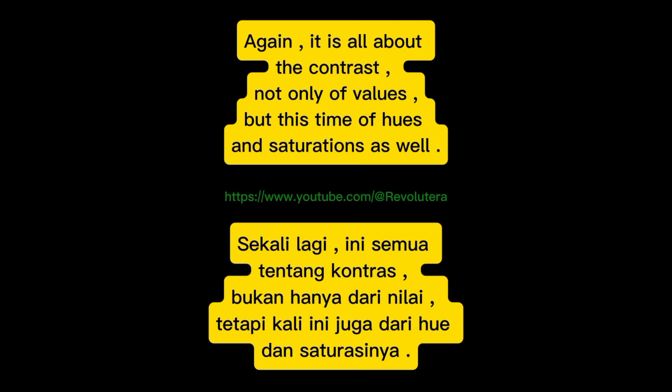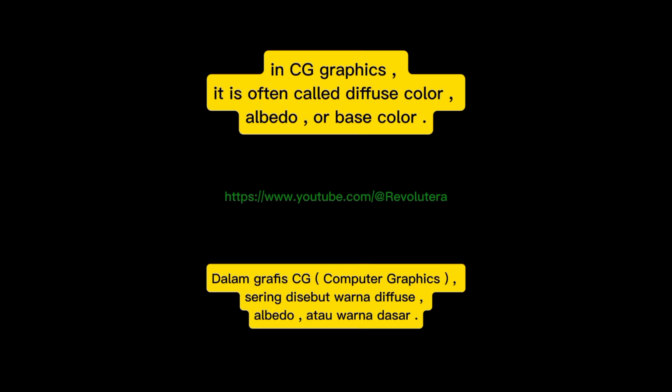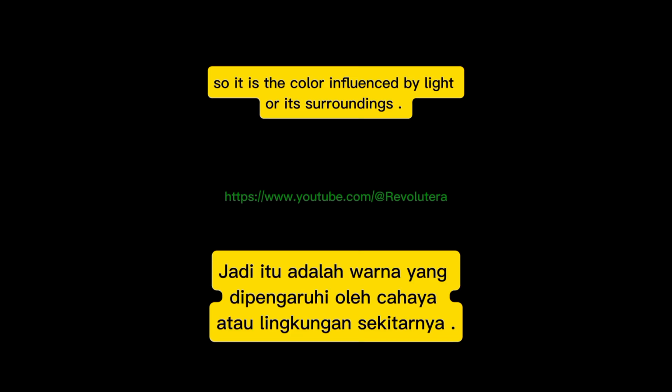Local color is the color that you see in natural, flat lighting without any shadows or highlights. In CG graphics, it is often called diffuse color, albedo, or base color. Relative color is how the color appears to our eye when it is placed next to another color. So it is the color influenced by light or its surroundings.